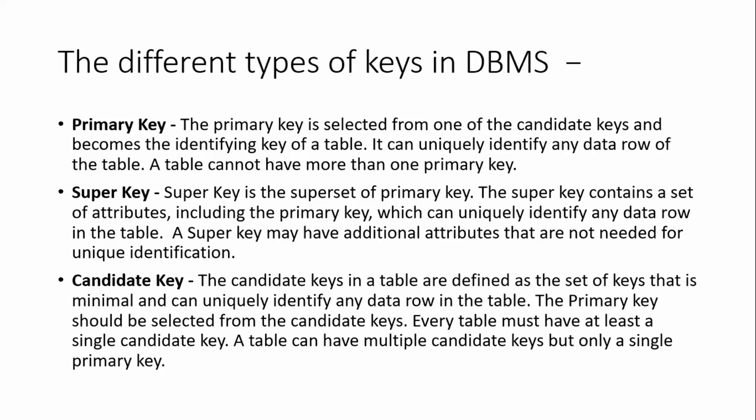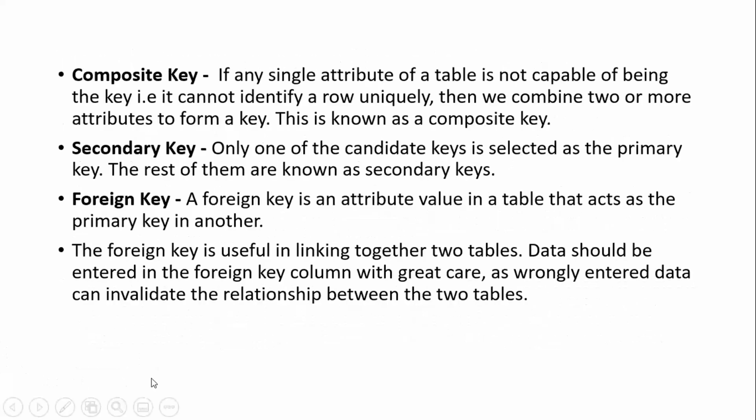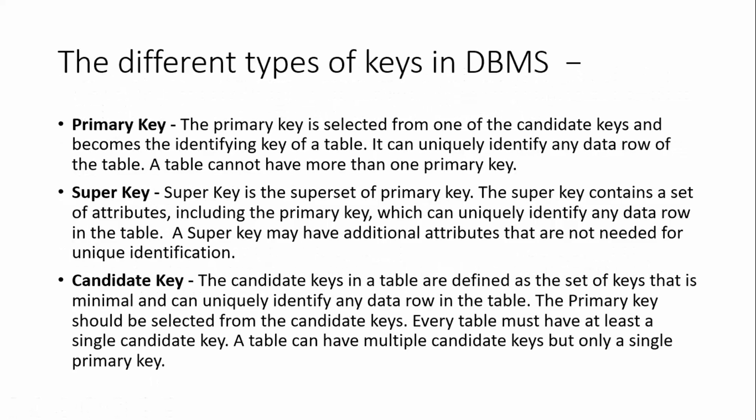A table can have multiple candidate keys, but only a single primary key. By grouping together the keys, you can form multiple candidate keys. But out of those keys, you have to select one key as the primary key. The primary key should be selected from the candidates. Every table must have at least a single candidate. That candidate key is nothing but the primary key.